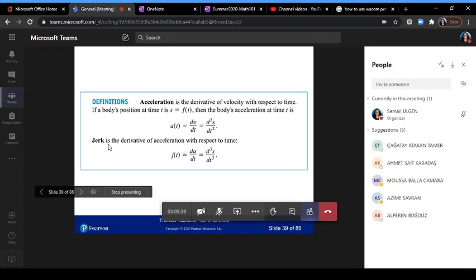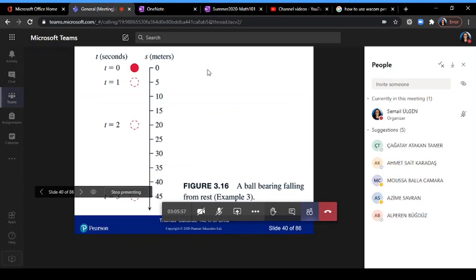And then we have one more. So we have the position function, the velocity function, the acceleration function, and we have jerk. Jerk is the derivative of the acceleration with respect to time. So it's the third time derivative of s, but the first time derivative of acceleration is the jerk.